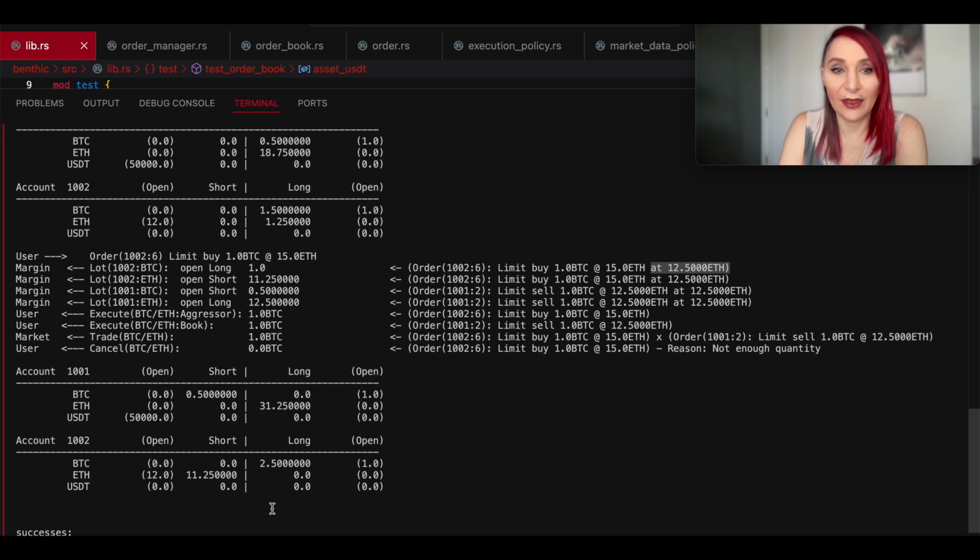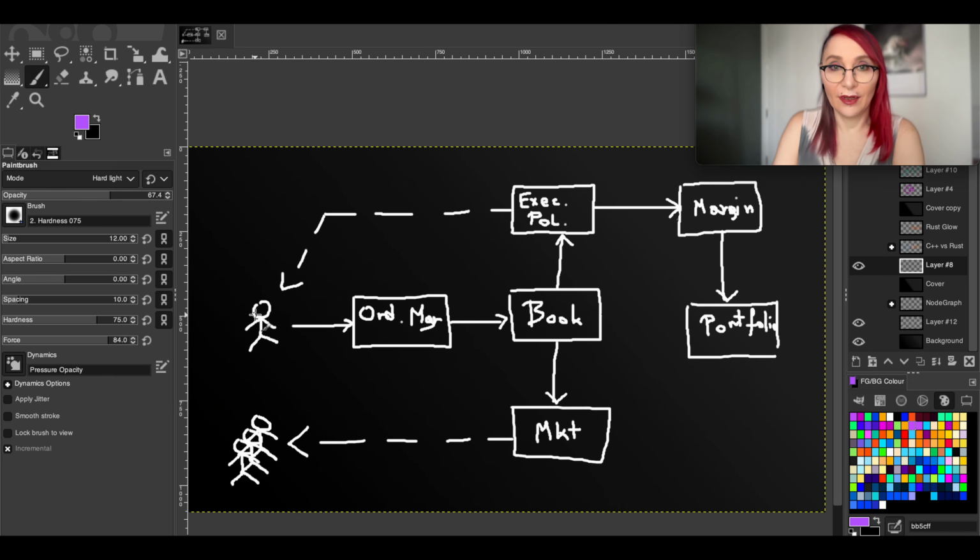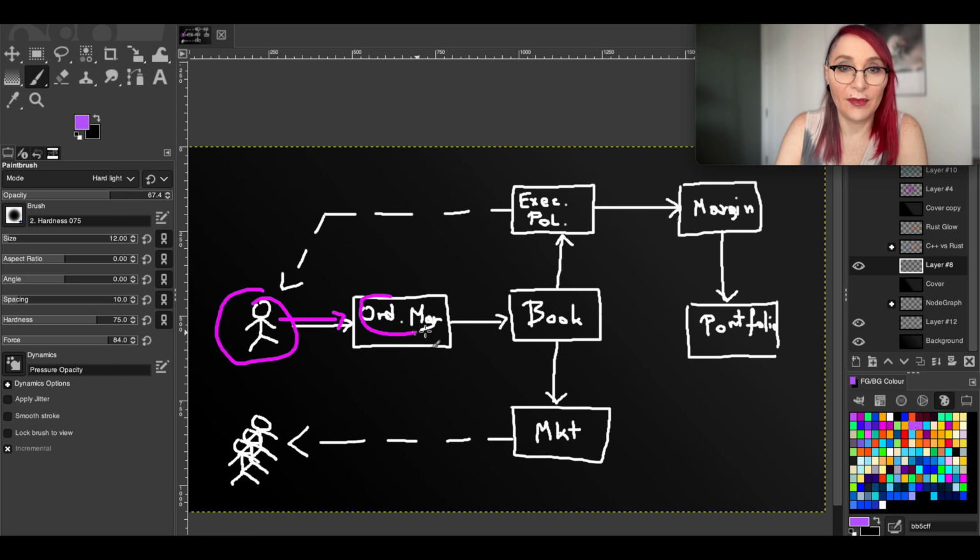So this is the final balance sheet of those 2 users after all these transactions. You can see that the trading engine is quite complicated, right? And the way it works, there is a number of stages. Let's have a closer look at how this system works. This is our user. They send an order to order manager. Order manager finds a book for which this order is.